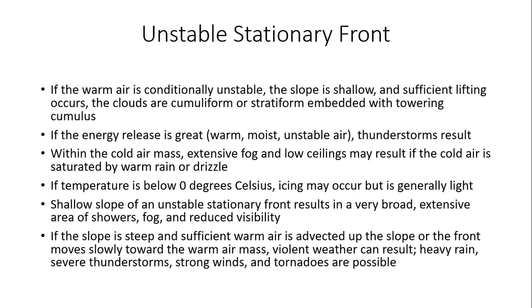Now, with an unstable stationary front, the slope is shallow, but it's a little bit steeper than the stable stationary front. Sufficient lifting occurs, and you get clouds that are more of the cumulus type, or sometimes a stratiform layer of clouds, and you get these towering cumulus clouds embedded within the stratus deck. If the energy release is great, where you have this warm, moist, unstable air mass in place that's lifted, you get thunderstorms that develop. And again, icing is a consideration for this.